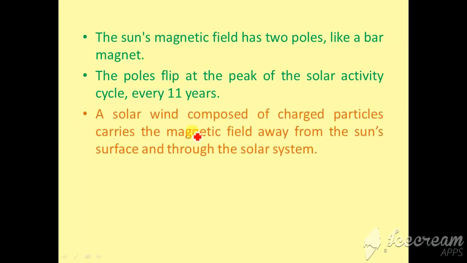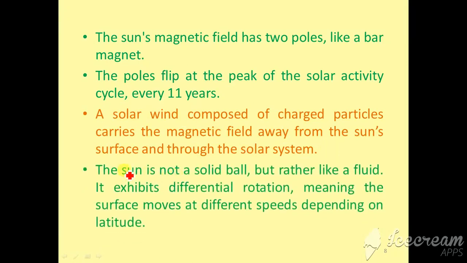A solar wind composed of charged particles carries the magnetic field away from the sun's surface and through the solar system. So what is the role of solar wind? Solar wind takes the magnetic field away from the solar surface and out into the solar system. The sun is not a solid ball but rather like a fluid. I have already told you, it exhibits differential rotation, meaning the surface moves at different speeds depending on the latitude.